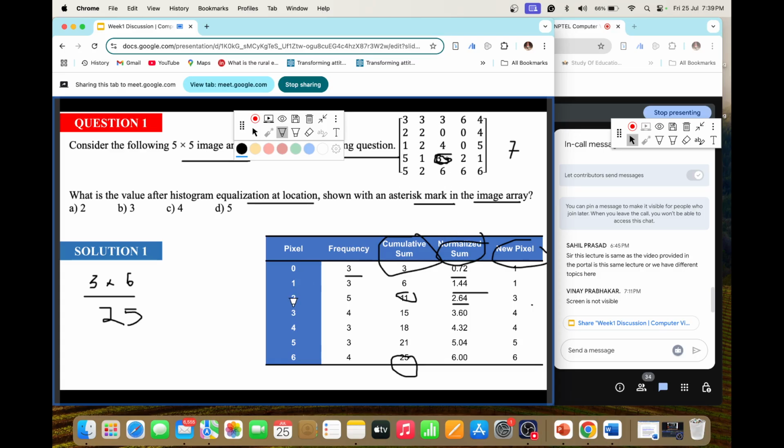For the third pixel, what is the new pixel value that is coming? So 4 will be the answer. Okay, 4 is the answer. Is it clear to all of you?